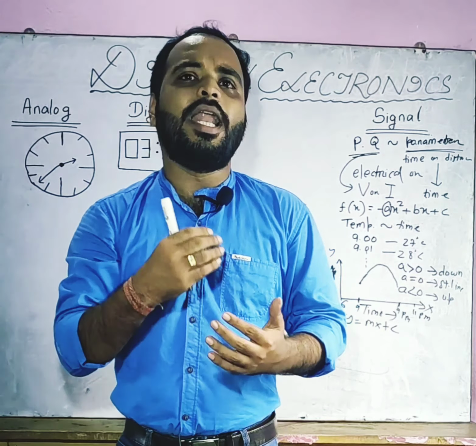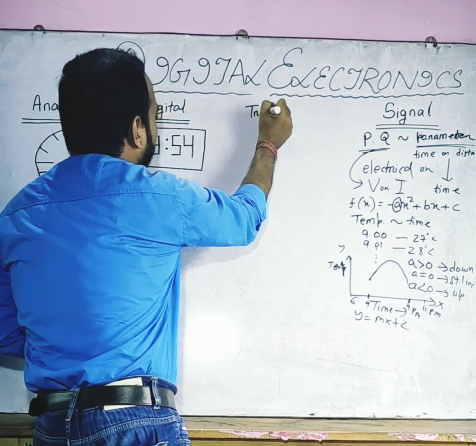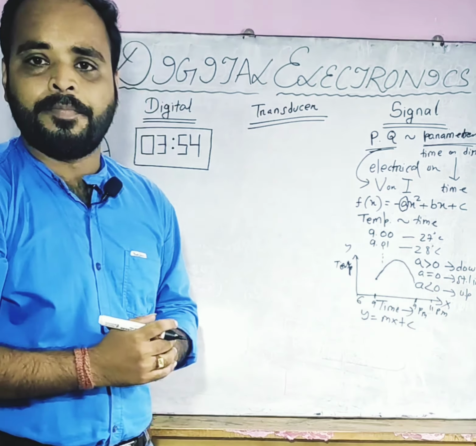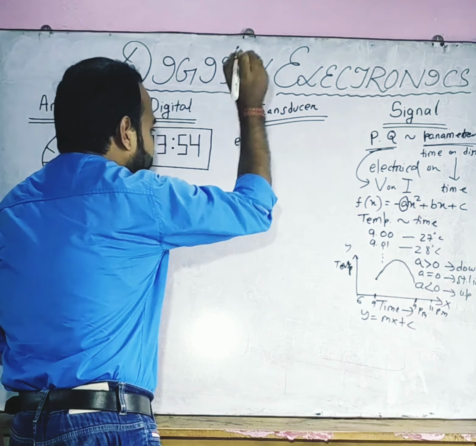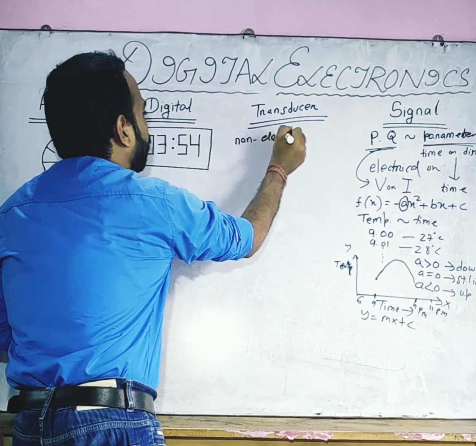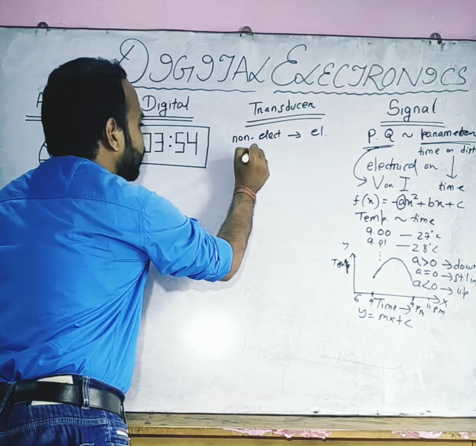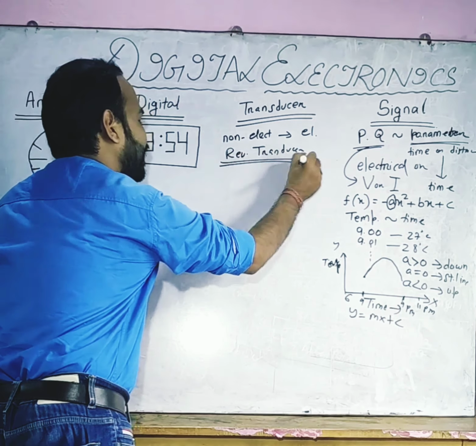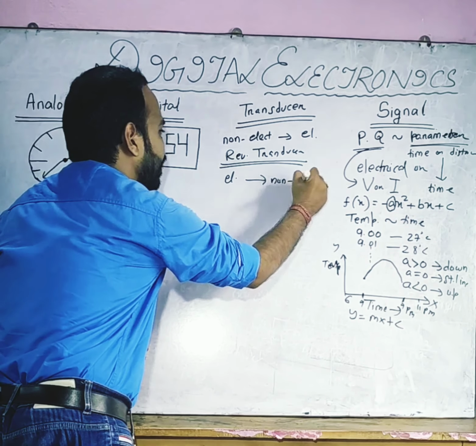Now in electrical circuits we use a device called a transducer. So what is the function of this device? The transducer is used to convert the non-electrical signal into the electrical signal. And there is another device called a reverse transducer. A reverse transducer converts the electrical signal into the non-electrical form.